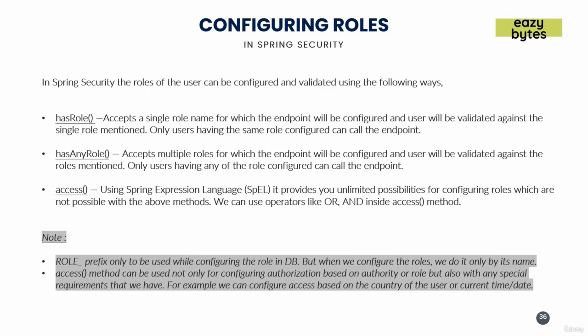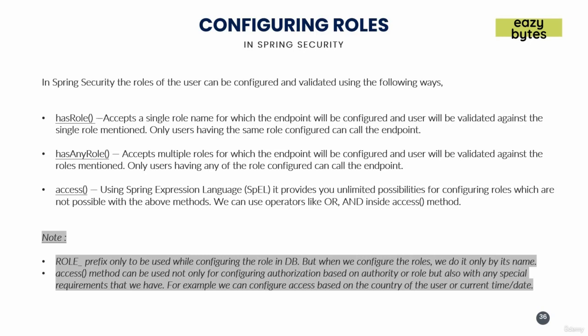But while we are configuring roles, we should have the ROLE_ prefix added in the database, and this is an indication for us and for Spring Security. Okay, this is not a normal authority, it is role-based access. And at the same time, you don't have to mention this prefix while you're configuring these roles inside your Spring Security code. We can see that when we are checking the code.